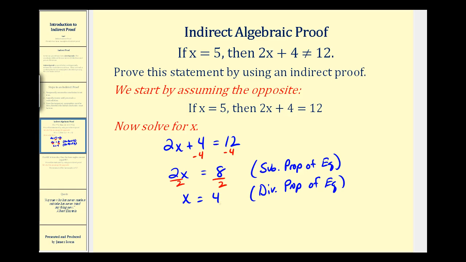And x equals 4 contradicts our assumption that if x equals 5, 2x plus 4 equals 12. And this is the key to an indirect proof. Once we reach the contradiction, we can state that our assumption is false, therefore the original statement must be true. Let's go ahead and write this out. So x equals 4 contradicts that x equals 5. So as a result, our assumption is false.